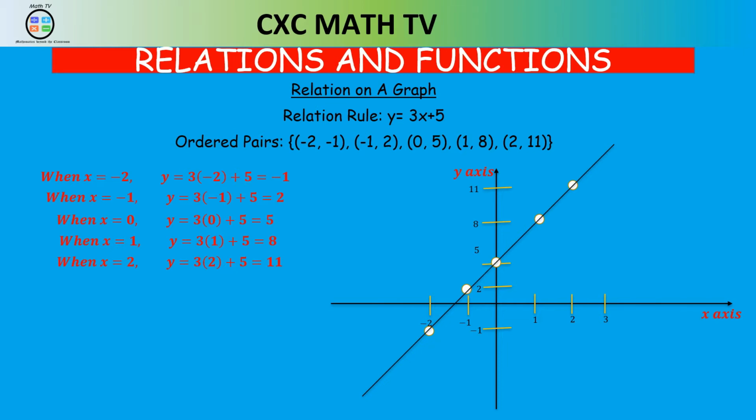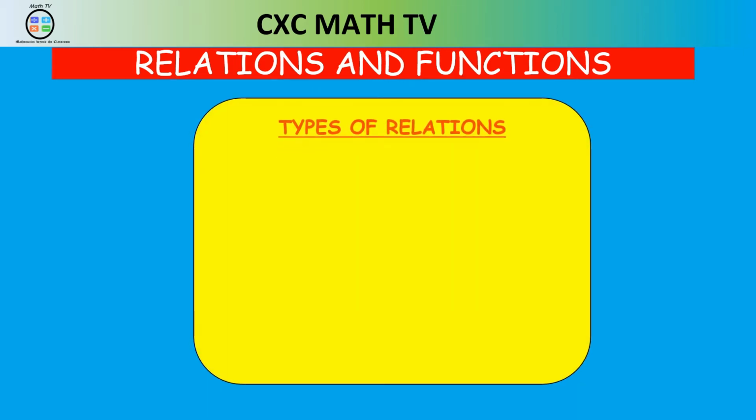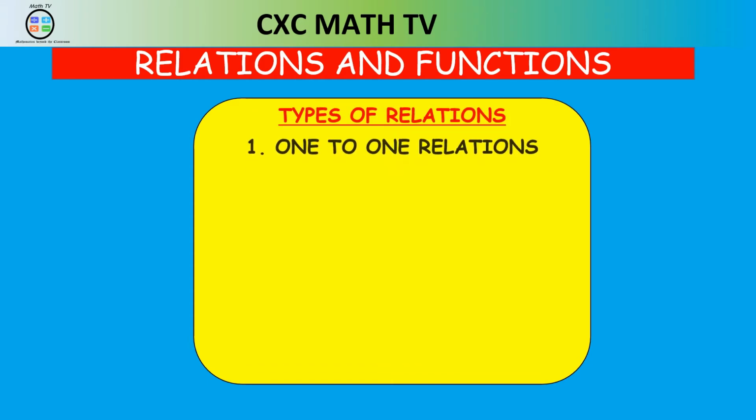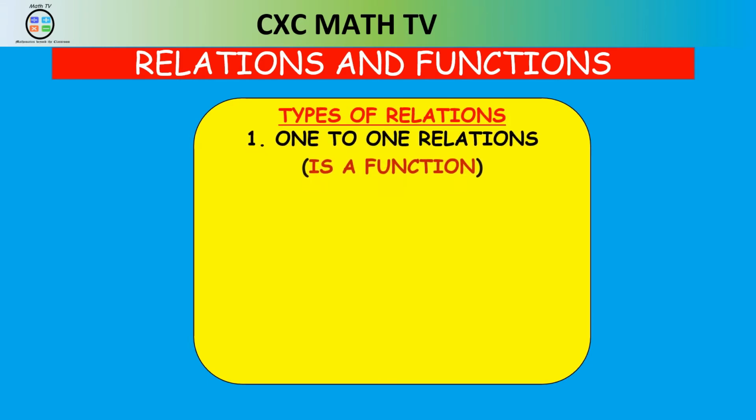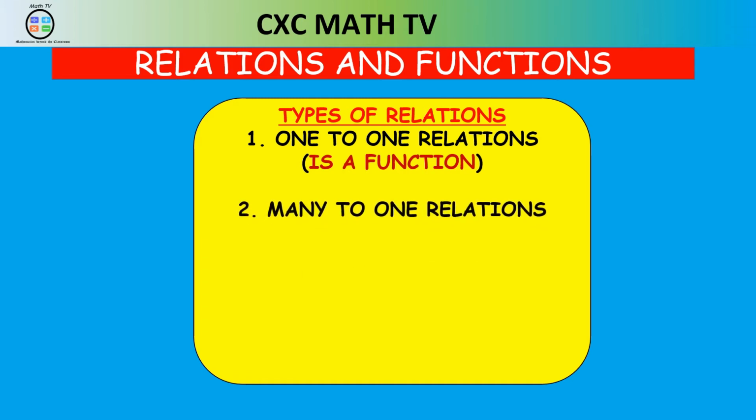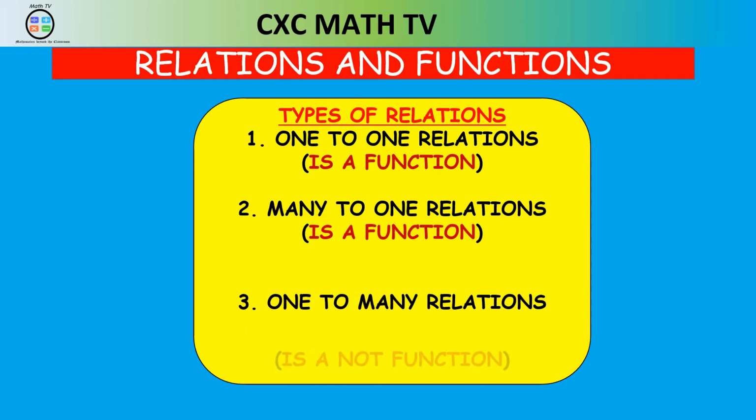Now, there are three types of relations. The first one is known as one-to-one relations. The second one is known as many-to-one relations. And the third one is known as one-to-many relation. Now, you might see in a different color, is a function, is not a function. So that's the next thing that we're going to talk about.